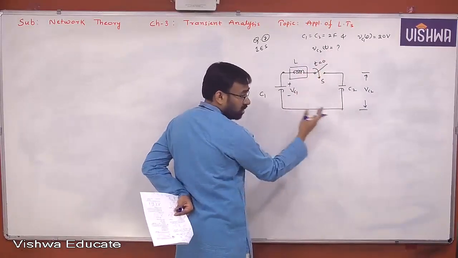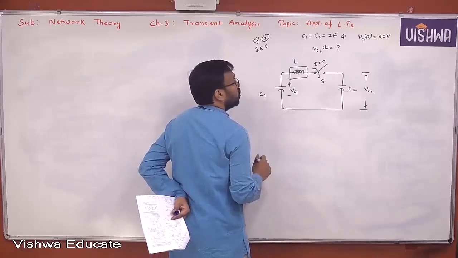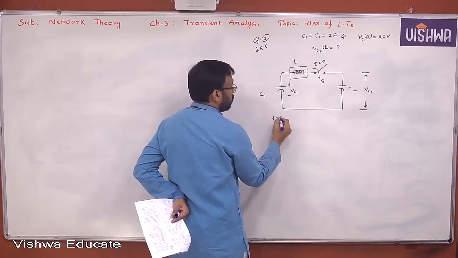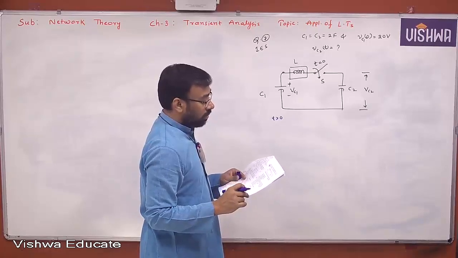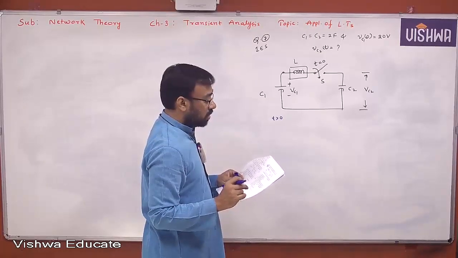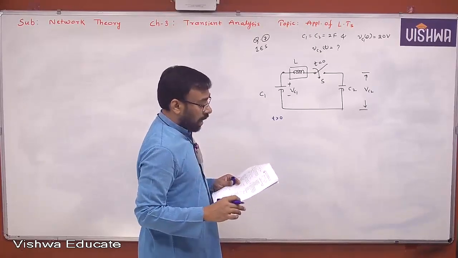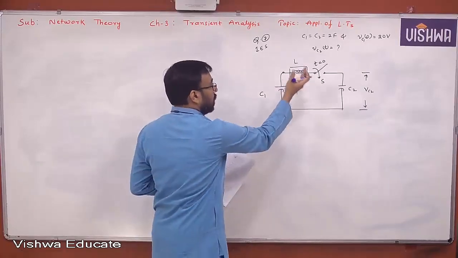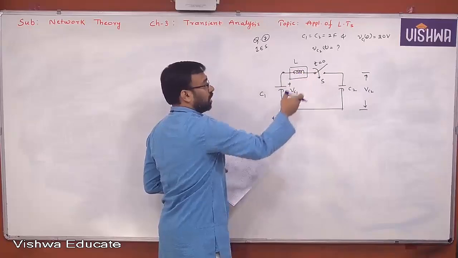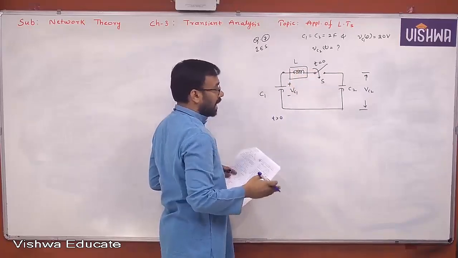S domain equivalent, because there are 2 capacitors, 1 inductor, definitely there is no other option. But t greater than 0. I think all of you have gone through the question, right? In the circuit shown in the given figure, C1 is equal to C2 is equal to 2 farad, and the capacitor C1 has a voltage of 20 volts with the switch open condition. That means initially the switch is open, at t equal to 0 it is closed. By looking at the circuit you can understand.